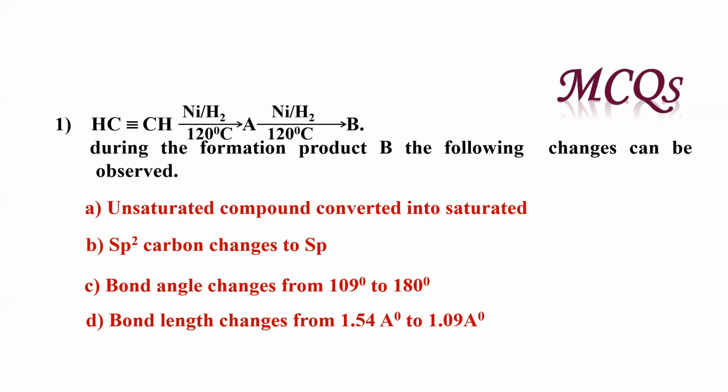So what is he saying? During the formation of product B from your ethine, what all will happen is the question. Unsaturated compound converted into saturated. Is that what's happening? An unsaturated compound, alkyne, is getting converted to a saturated compound, alkane. So option A is correct.